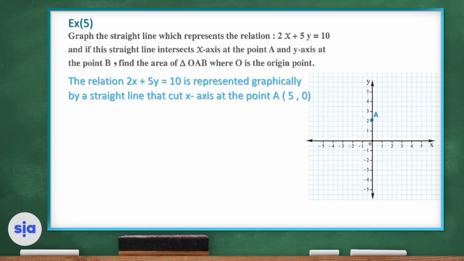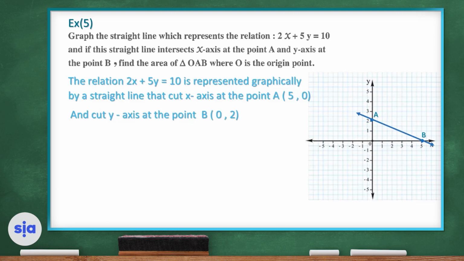straight line that cuts the x-axis at point 5, 0. When we say it cuts the x-axis, automatically the y value is equal to 0. And when we say it cuts the y-axis, this means that the x value is equal to 0. As we can see now on the screen, it cuts the x-axis at point 5, 0, and it cuts the y-axis at point 0, 2.